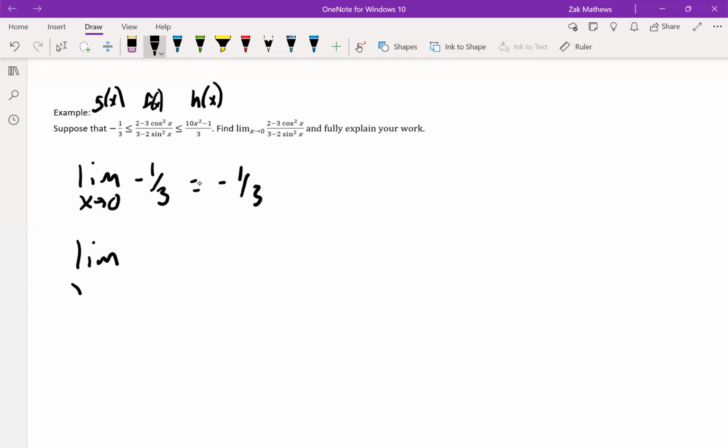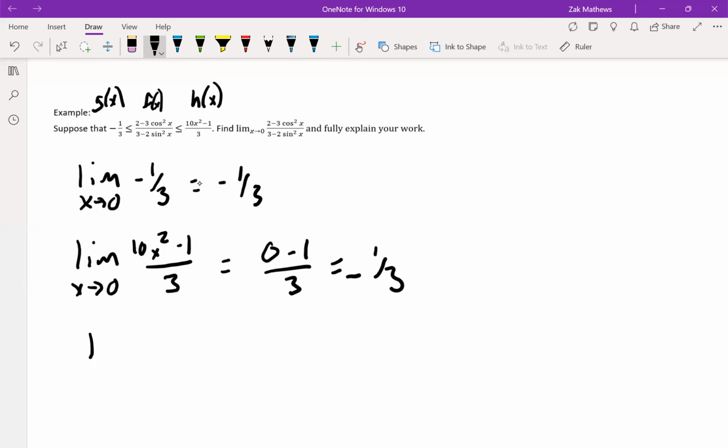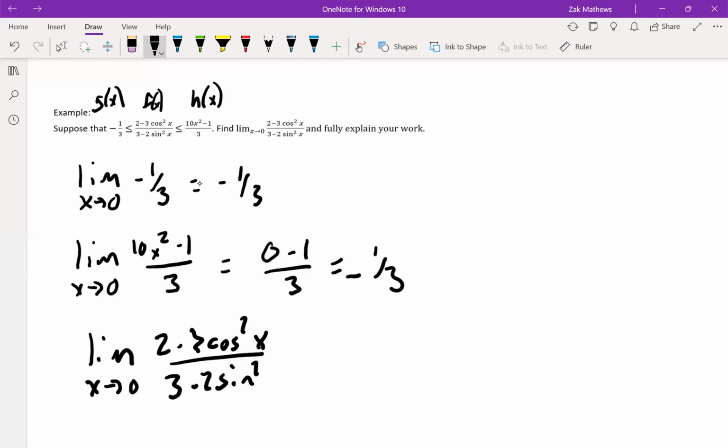I take the limit of the other outer function, and I'll look at the limit as x heads to 0 of the 10x squared minus 1 over 3. We can, of course, plug in the 0. We get 0 minus 1 over 3, which is a negative 1/3. And so we see that both of those outer functions are approaching the same limit value. Therefore, that inner function must be as well. So we can state the limit as x goes to 0 of 2 minus 3 cosine squared of x over 3 minus 2 sine squared of x is equal to negative 1/3.